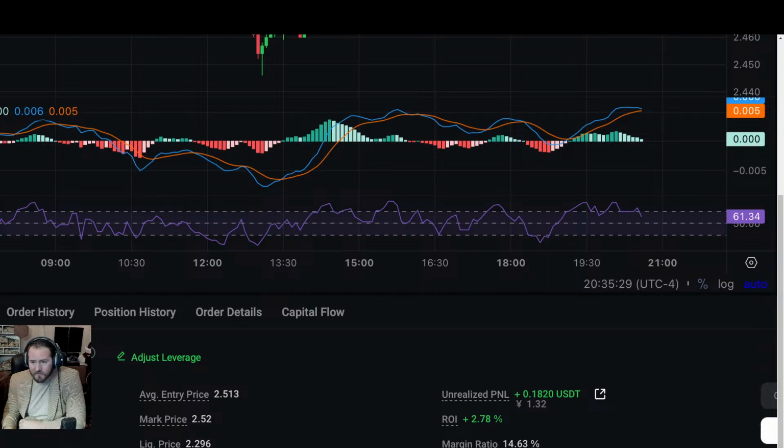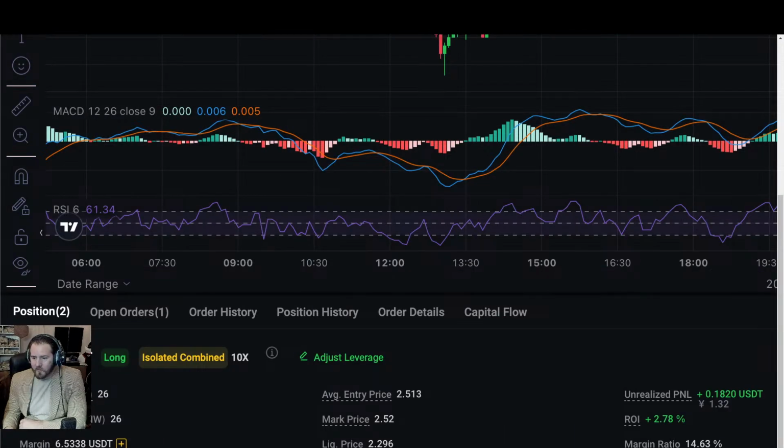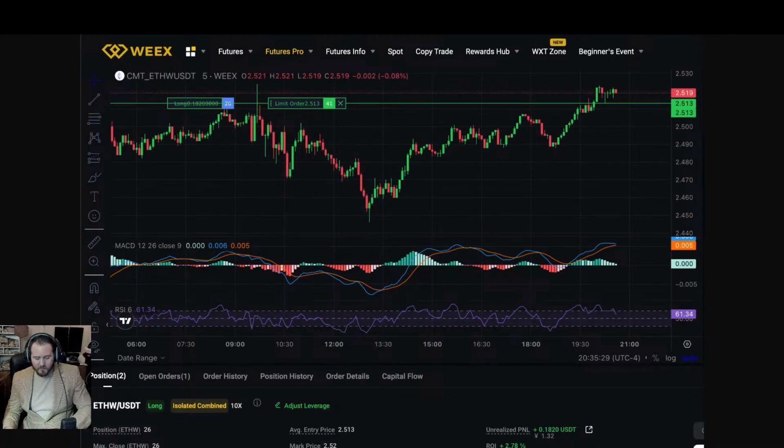He did an average entry price of 2.513. Oh, he did ETH-W. He decided to go into ETH-W instead of a Doge. But ETH-W was at that better area on the weekly RSI. And ETH-W is even further away from the all-time high. But his liquidation price, super close, 2.296. So his liquidation price is way closer percentage-wise than my Doge liquidation price.